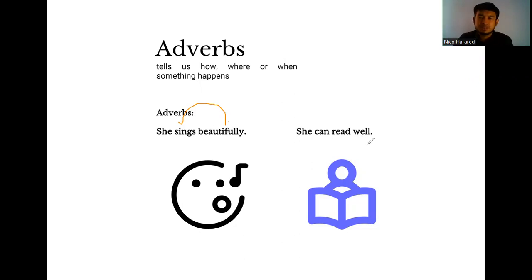She can read well. Where is the adverb here? The adverb is well. Why? How can you identify that one? How does she read? She reads well. So this is how we can say that it is an adverb.